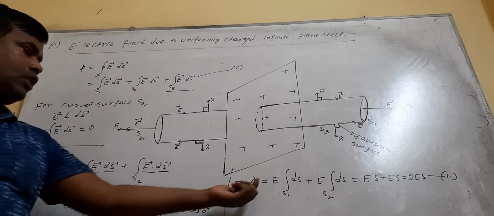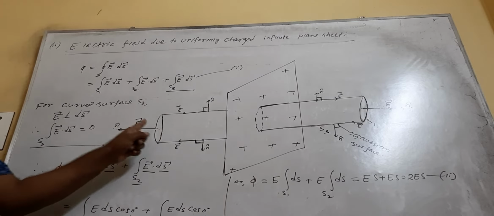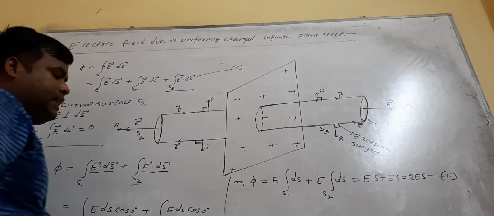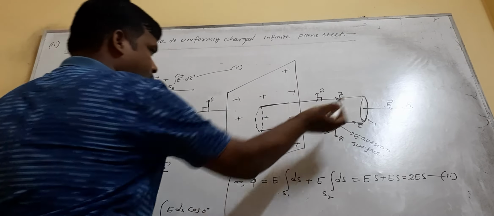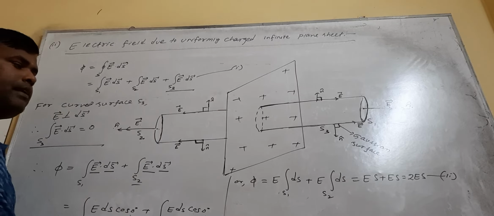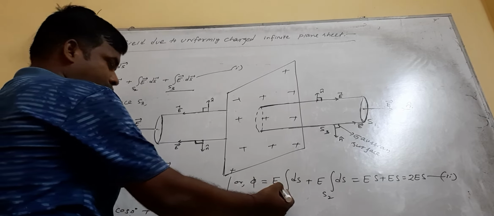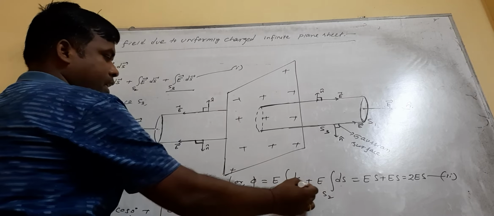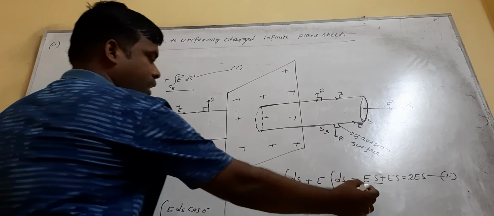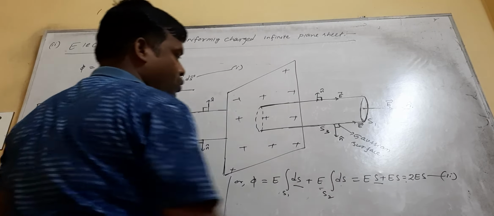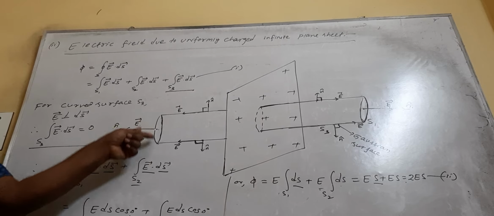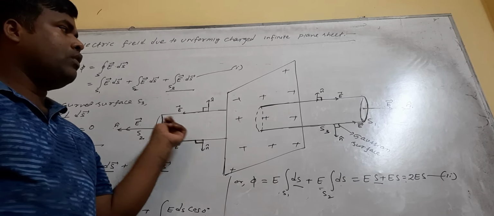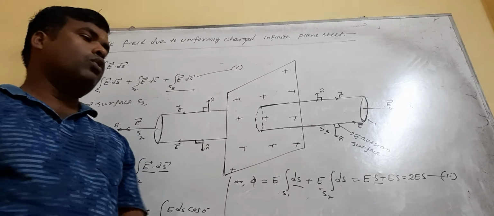And as E is constant, that can be taken out. These two faces are symmetrical to this plane sheet. That's why electric field at this point and electric field at this point are the same in magnitude. So E can be taken out, then the integration of dS, also E can be taken out here, the integration of dS, and the integration of dS is S. So it is E into S, and for this it is E into S, that is 2ES. What is S? S is the flat surface area. So here we got electric flux through the whole imaginary cylinder as 2ES.